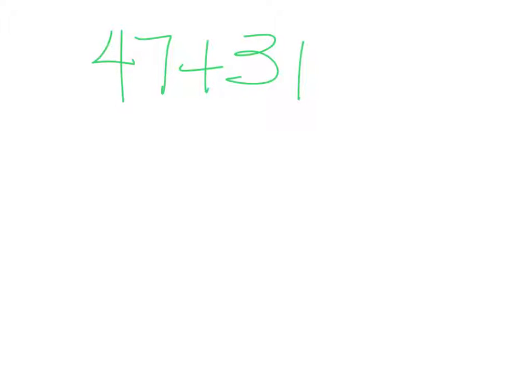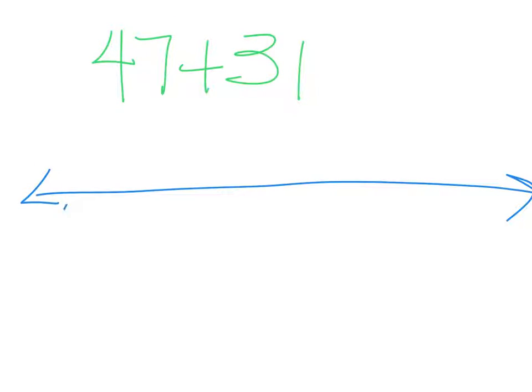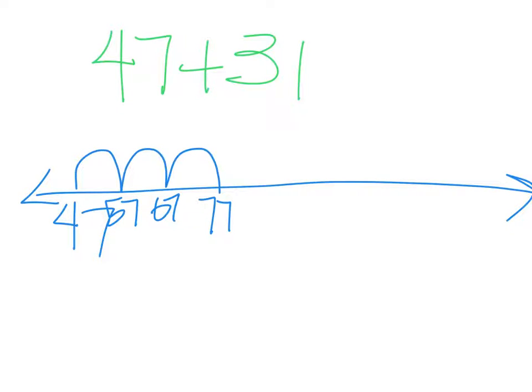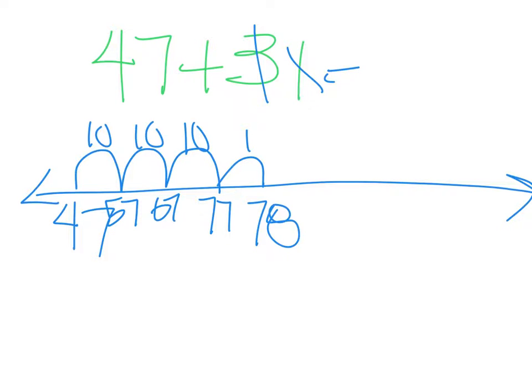For this problem, I could use compensation, be pretty easy. I could use expanded form. It would also be pretty easy, but in this case, I think I'm going to try using jumps of 10. So I start with 47, I jump 3 times for my 30, so there's 57, 67, 77, each of those represent my 10s, and now I just need to jump once for my 1s place, so 77 plus 1 is 78.